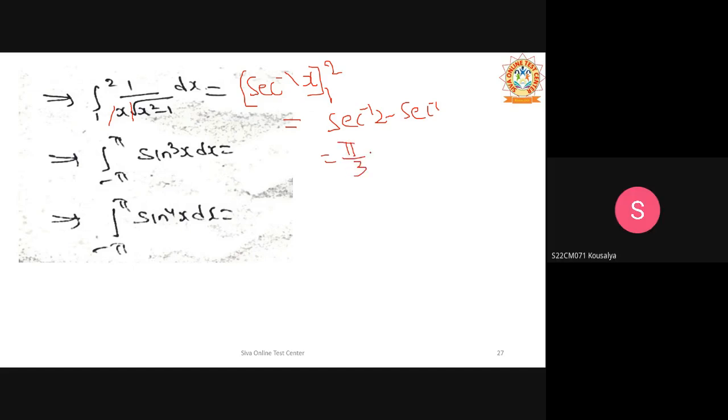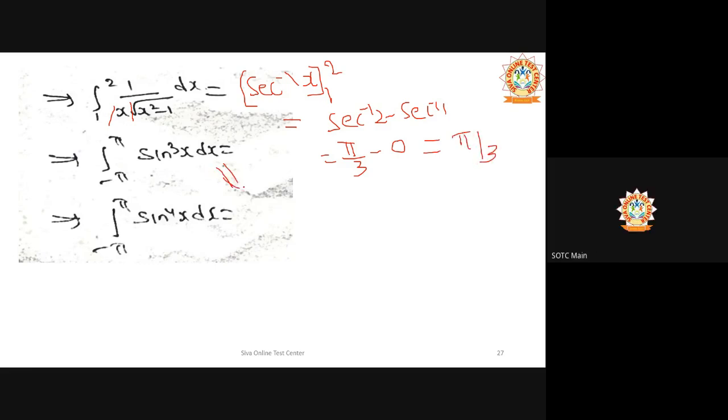Next, integration of 1 to 2. This is mod x. Integration of 1 by mod x under root x square minus 1 dx. So what is the integration of 1 by mod x under root x square minus 1 dx? Secant inverse x. Very good. So secant inverse x, limits are 1 to 2. So if you apply this here, secant inverse of 2 minus secant inverse of 1. So what is secant inverse of 2? That is pi by 3, very good. So minus secant inverse of 1 is 0. Your answer is pi by 3.